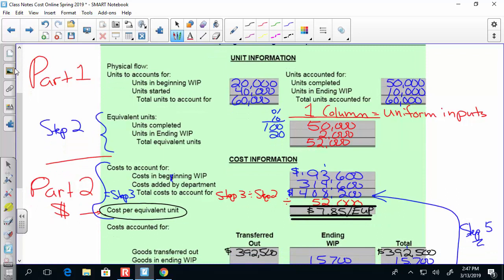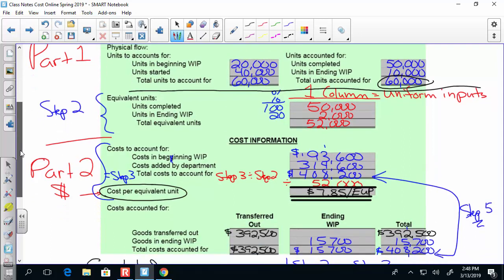And you'll notice here, I'm going to put this in, I guess, black. We have our step 1, which is whole units to account for. We've identified that we've got 60,000 units to account for. And of those units, we completed 50. We have 10 left in ending. We had 20 in the beginning, which we started 40, so they have to equal.